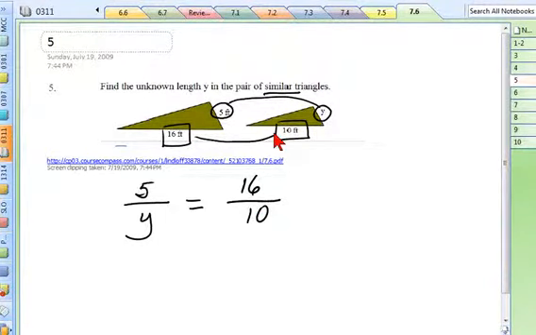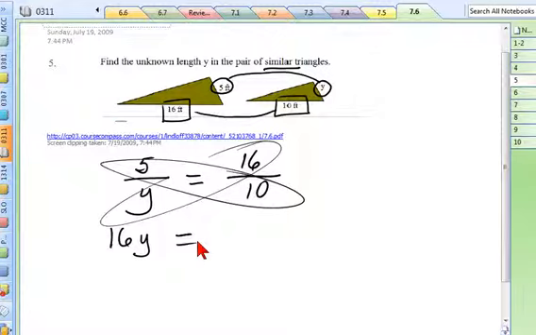That's not the only way that it can be set up. But having taught geometry back in the olden days, long time ago, I remember that it was important for people to recognize what corresponded to what matching part. So I encourage my students to set it up this way. You could set it up 5 is to 16 as y is to 10, and you'll get the same answer. All right, cross products. I'm going to have y times 16, usually called 16y, and 5 times 10 is 50. Divide by 16, and y is equal to.